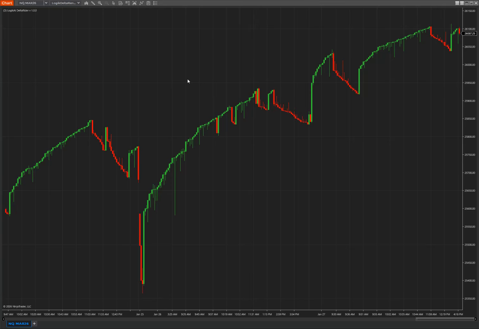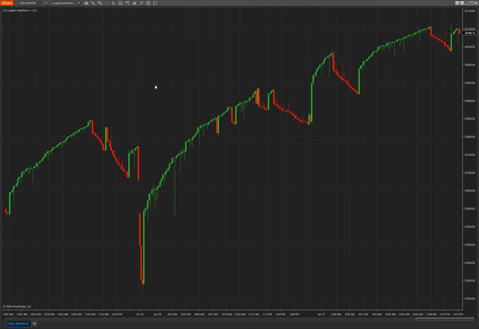Hey everyone. In this video, I'm going to go over the LogikAI DeltaRider. The LogikAI DeltaRider and RenkoRider are essentially very similar strategies. They both rely on specific Logik bar types, DeltaRider being on the DeltaRenko and RenkoRider being on the UltimateRenko.